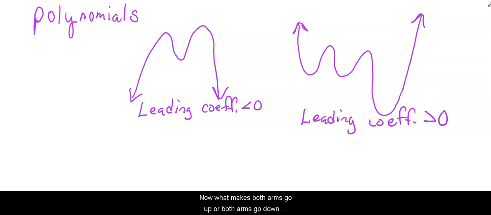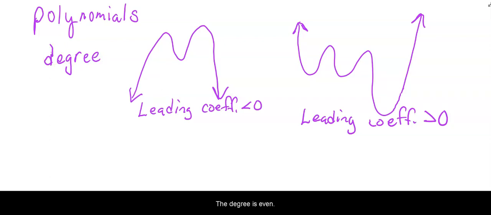Now, what makes both arms go up or both arms go down? This means the degree of the overall polynomial, not any individual term, but the whole thing, the degree is even. If they both go up or both go down, then the degree of the overall polynomial is even. If they both go down, it's even with a negative leading coefficient. If they both go up, it's even with a positive leading coefficient.